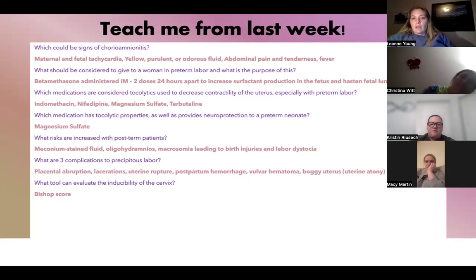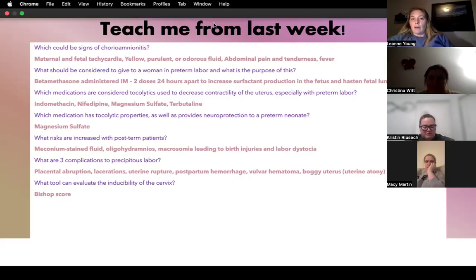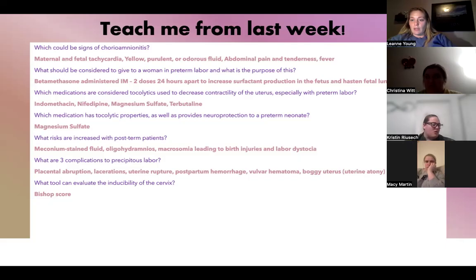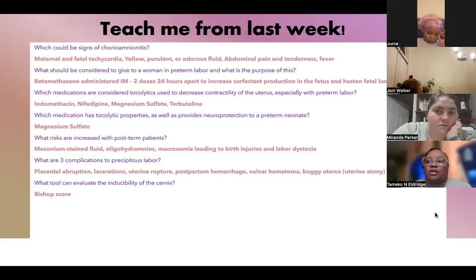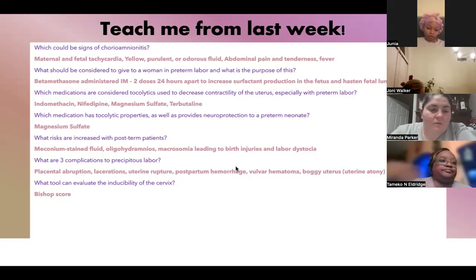It also may be patients not understanding that just because you want an induction doesn't necessarily mean that your body is ready for one. So that is the Bishop score. I would definitely understand that when we go towards exam 3.